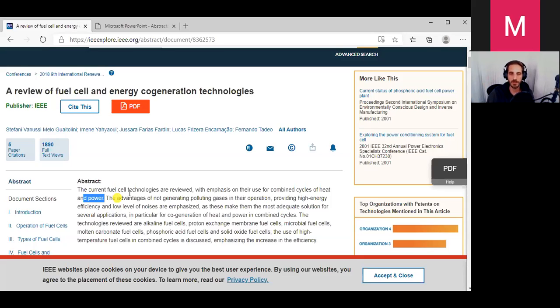Some of the other things they talk about here, not generating polluting gases, low levels of noise, those are okay. But I'm also reading underneath here that they're going to talk about alkaline fuel cells, PEM fuel cells, microbial fuel cells, and the one I'm really interested in, molten carbonate fuel cells, will be in there. Again, that's exactly what I'm interested in because I would also like to know where this fuel cell fits in the greater context of these types of technologies. So it sounds like this review is going to be what I want.